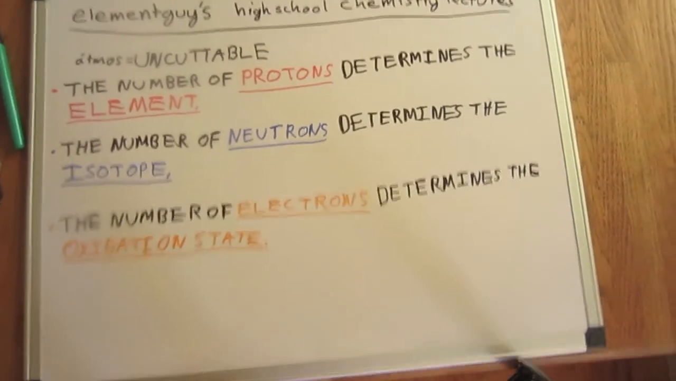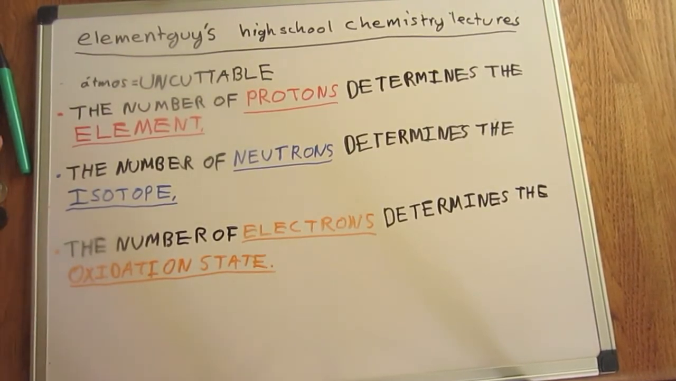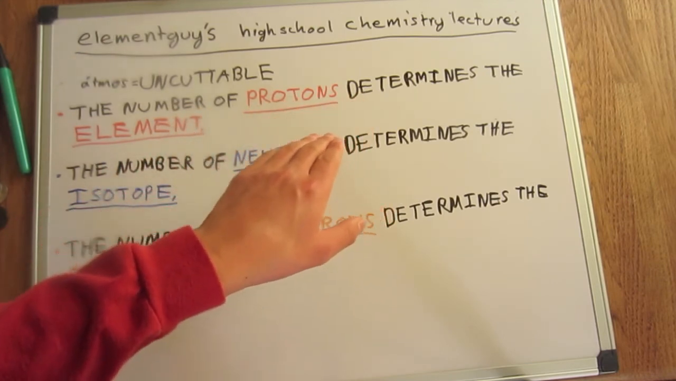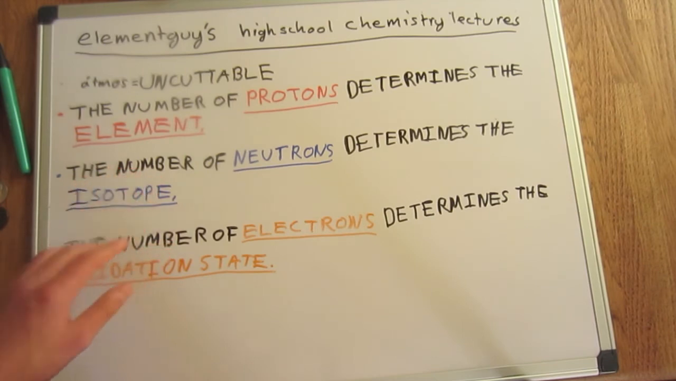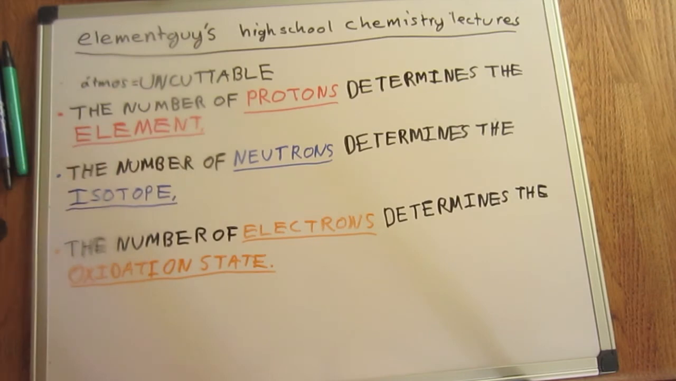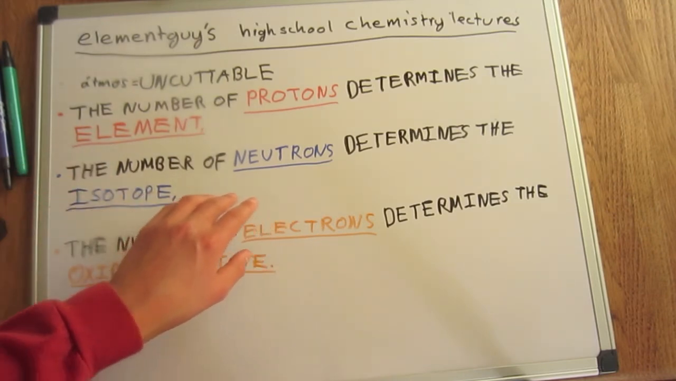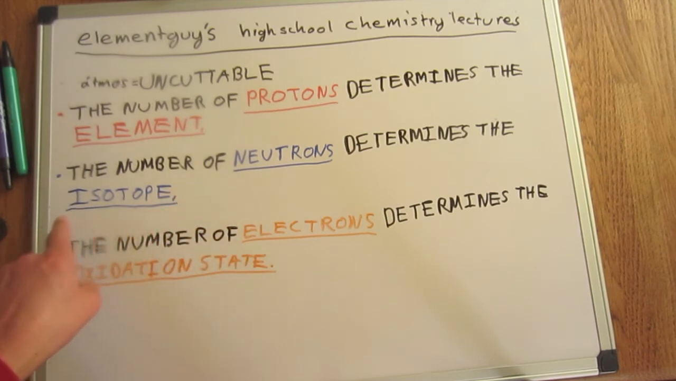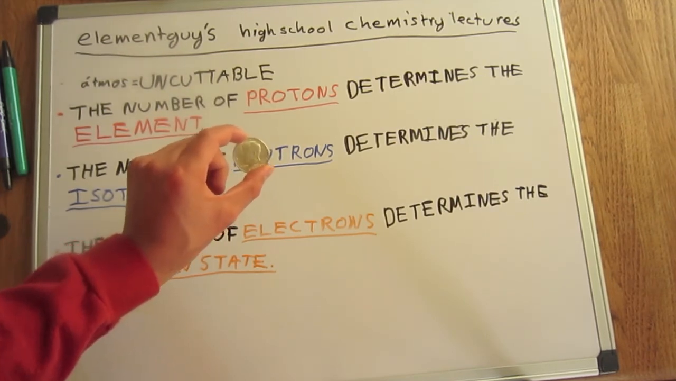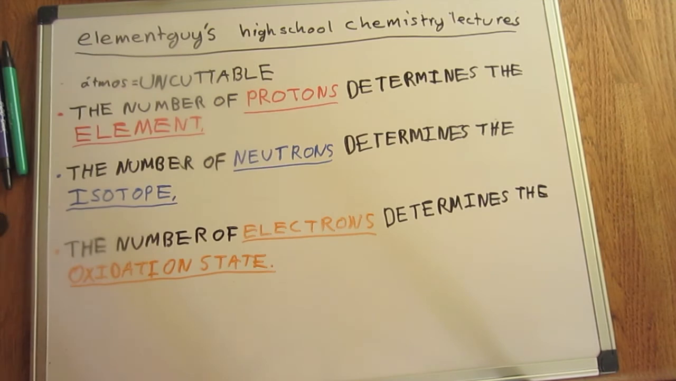Alright, so here I have it all written out. The number of protons in the nucleus determines the element, like, for example, silver or gold. The number of neutrons in the nucleus determines the isotope, and the isotopes are all the same element, and they have basically the same chemical properties, but they just have different weights, different masses actually. And the number of electrons determines the oxidation state.